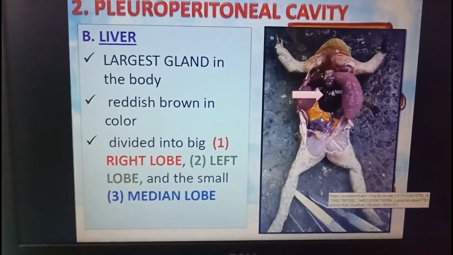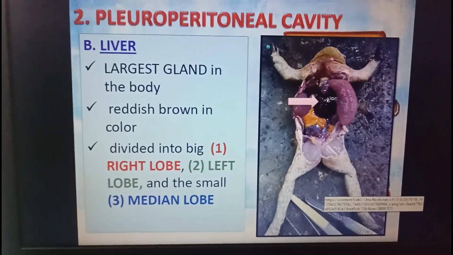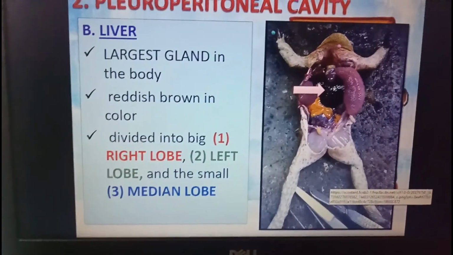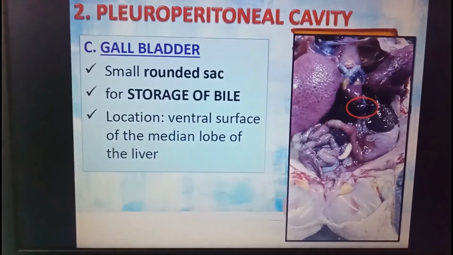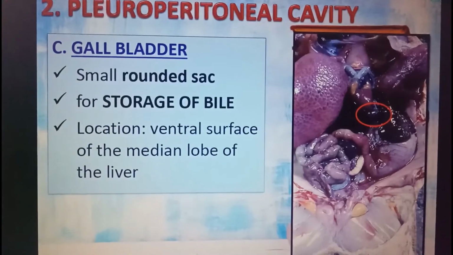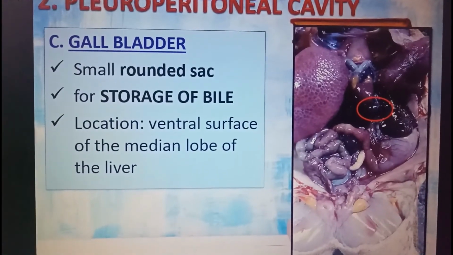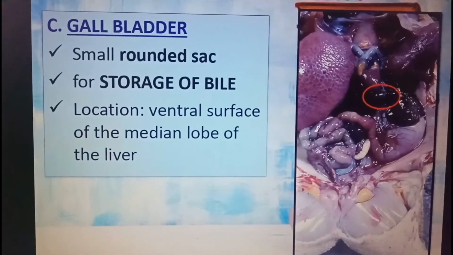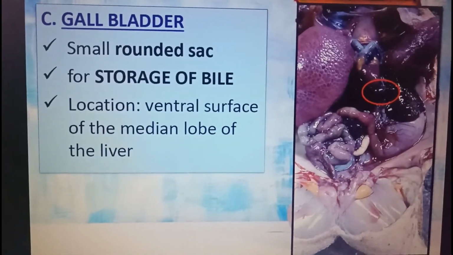So, the liver is considered the largest gland in the body, and it is also reddish brown in color due to the pigment granules. At the ventral part of the liver, we can find the gallbladder, which is a small rounded sac, and the purpose that it serves is the storage of bile.